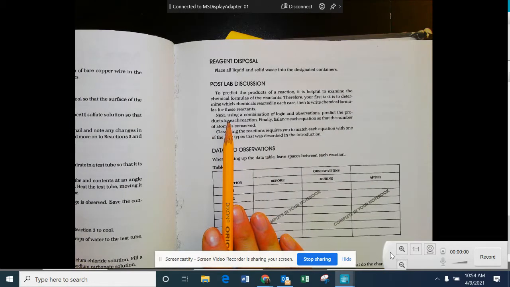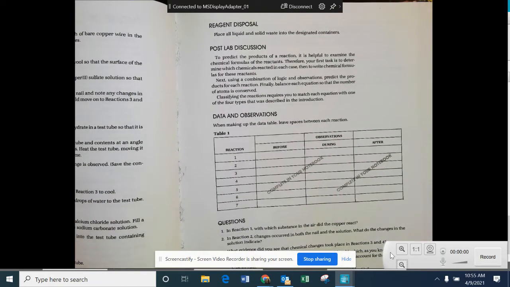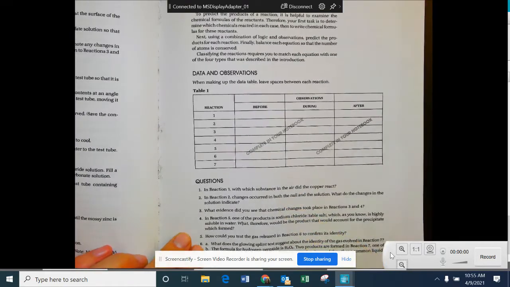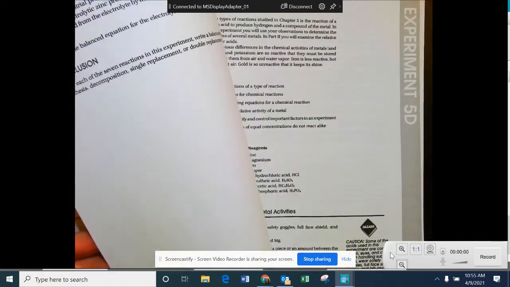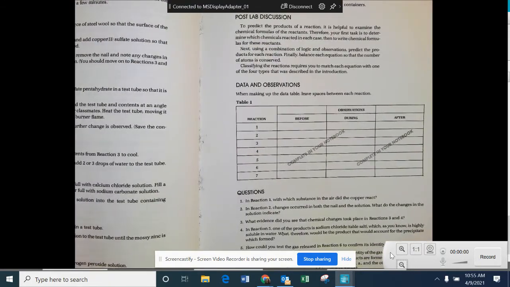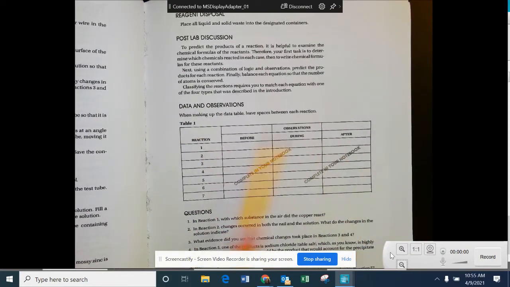Okay, and then post-lab discussion, data and observation. So you will be using this table. So you guys will be setting up similar to the last lab we did with our tables and stuff today. And then there's some questions. And I am going to get you all to do all of the questions and the follow-up questions as well, in addition to your conclusion for this lab. So if you have a look at this, can everybody just make sure they've got this out in front of them, the data and observations?